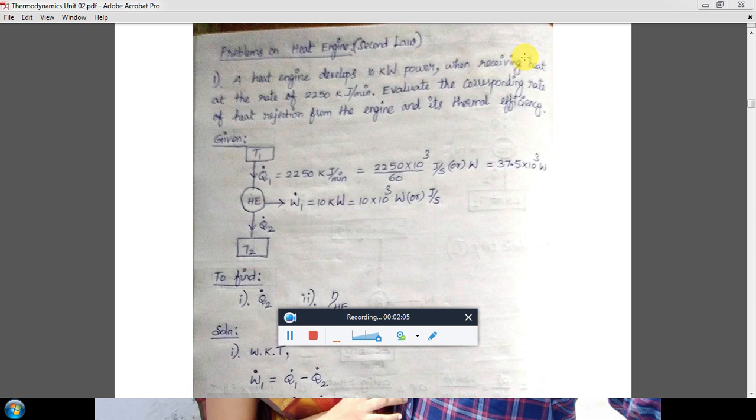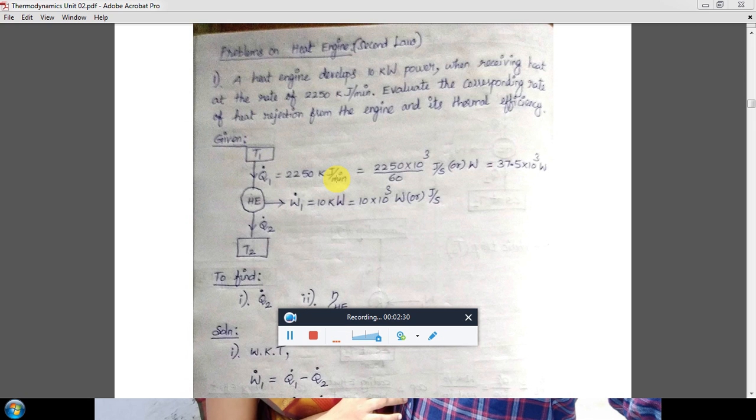It is receiving heat at the rate of 2250 kilojoule per minute. So the heat engine receives the heat; that is, heat is supplied from the source and received by the heat engine. The heat supplied, named Q1, is equal to 2250 kilojoule per minute. So we convert minute to second. Joule per second is called watt, so you have to convert it into watt.